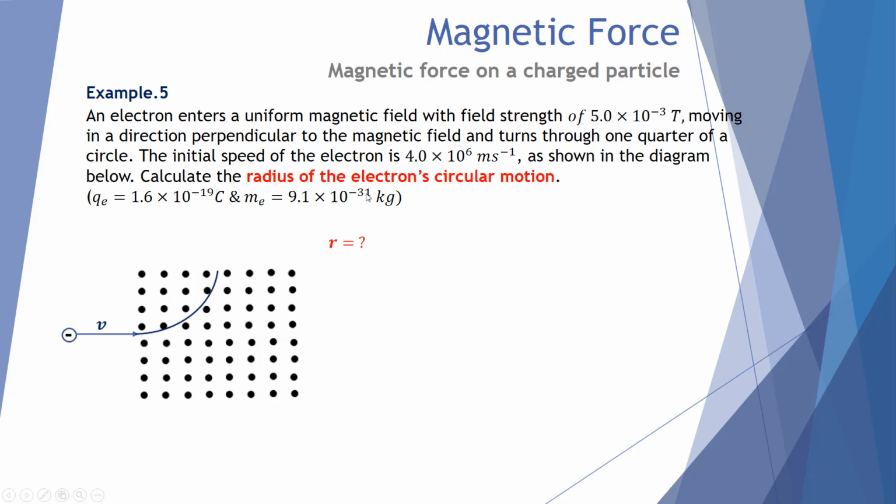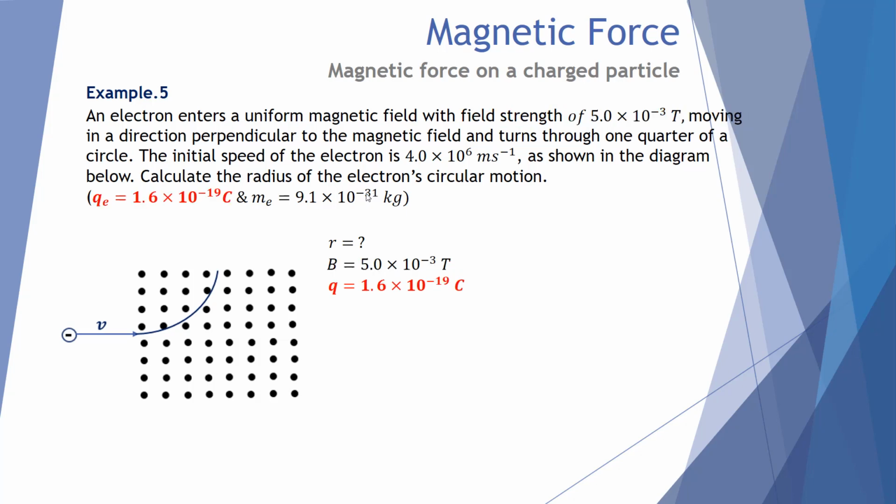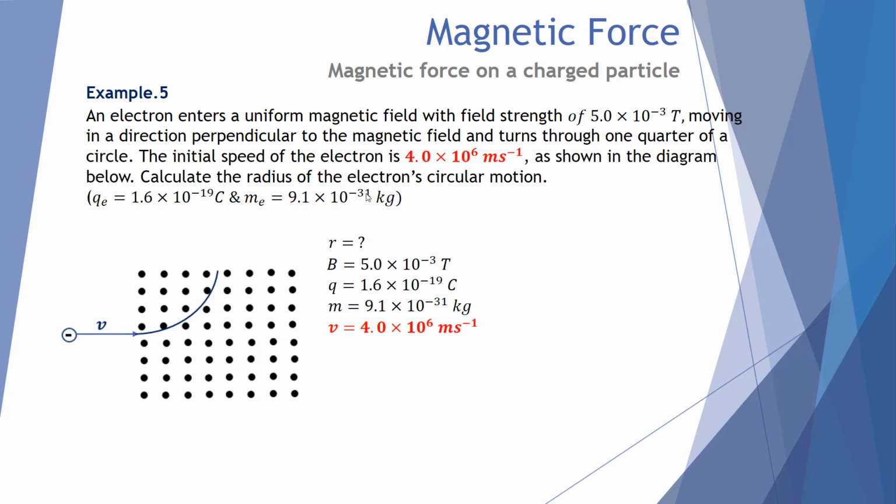Let's write down our variables. First of all, the radius of the electron's circular motion is the unknown. That equals question mark. The magnetic field strength is 5 millitesla. The charge of the electron is 1.6 by 10 to the negative 19 coulomb. The mass of the electron is 9.1 by 10 to the negative 31 kilograms. And the speed of the electron is 4 by 10 to the 6 meters per second. Our equation is r equals mv over bq.